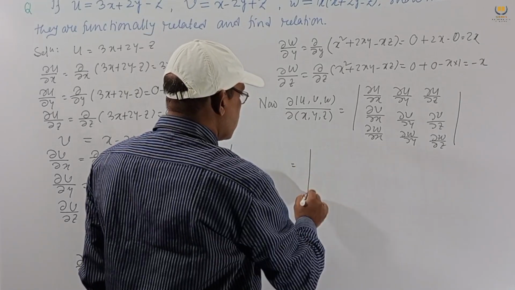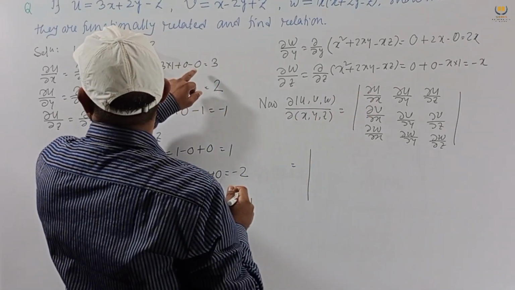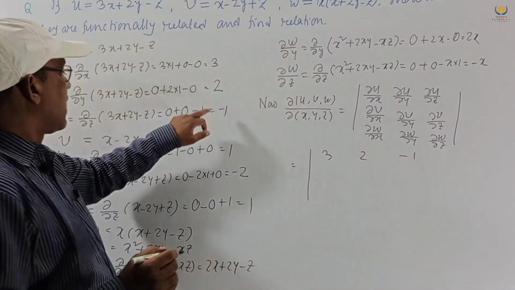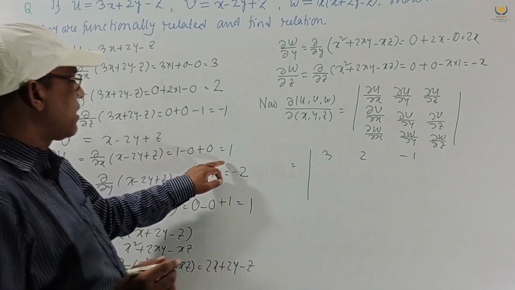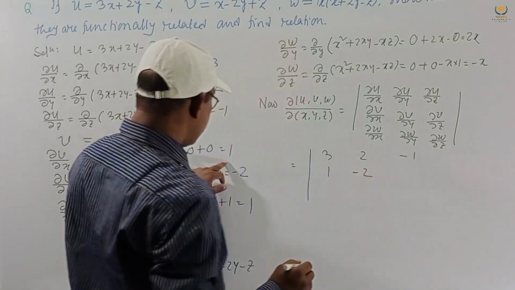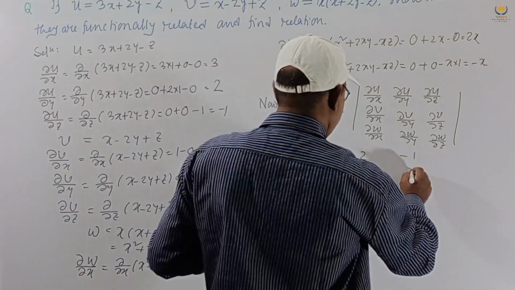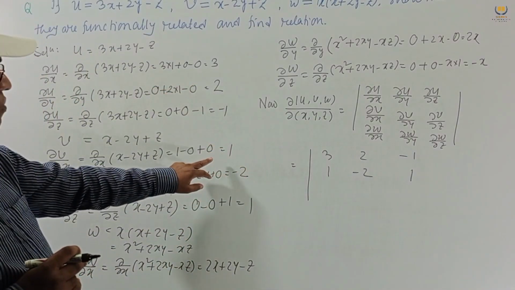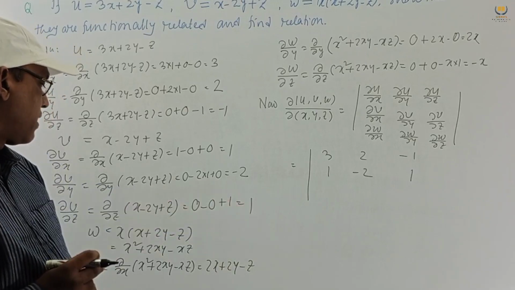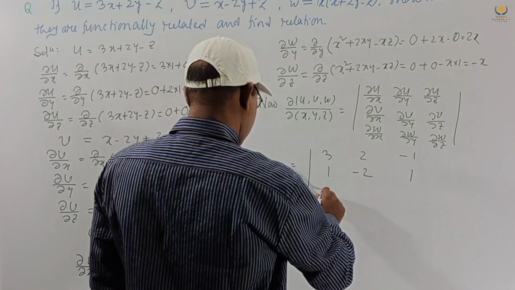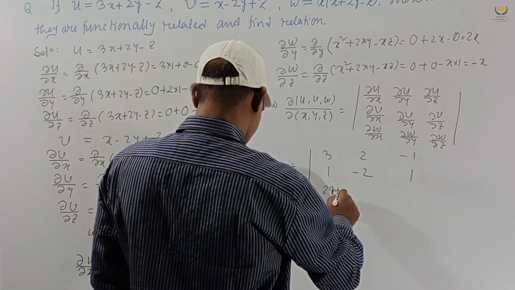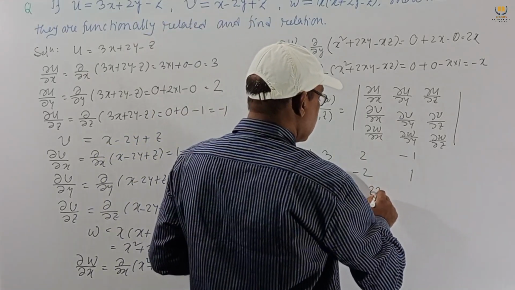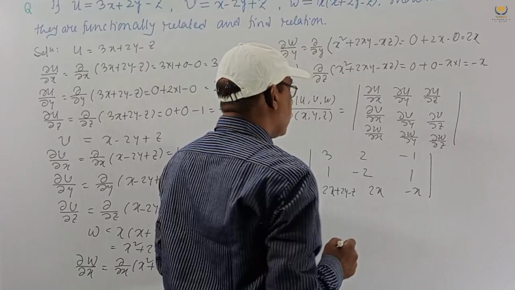Now putting in the values, ∂u/∂x we get 3, this is 2, this is minus 1. And ∂v/∂x we get 1, minus 2, and 1. So the first row is 3, 2, minus 1, the second row is 1, minus 2, 1, and the third row is 2x plus 2y minus z, 2x, and minus x. We get this.